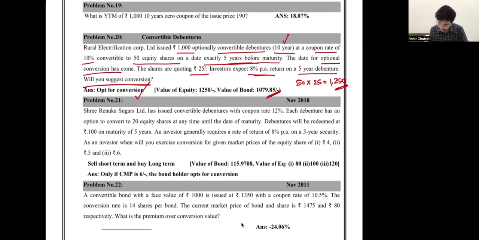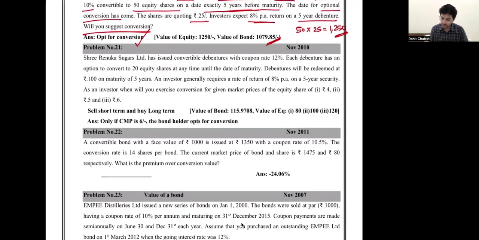No, all good. All right. Let's look at problem 21. Sri Renuka Sugars has issued convertible debentures with a coupon rate of 12%. Each debenture has an option to convert into 20 equity shares at any time until the date of maturity.